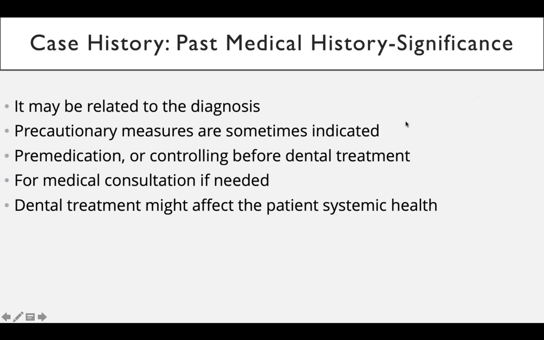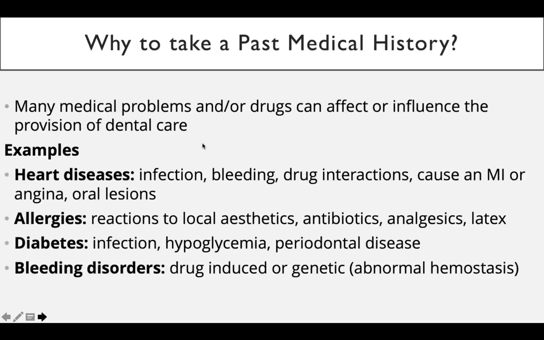For example, this guy is getting a blood thinner, a platelet dissolving medicine, and then you are giving some other medicine which is contraindicated with his previous medication. That's why you need to know the previous medication or pre-medication, for medical consultation if needed, and because dental treatment might affect the patient's systemic health. So that is the significance of the past medical history. You need to know because this treatment can affect other treatments and vice versa.